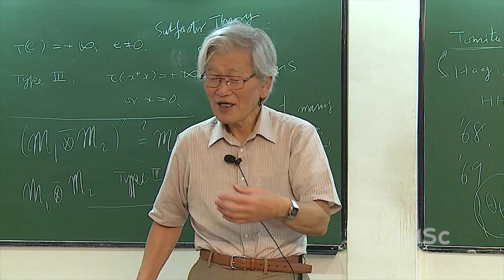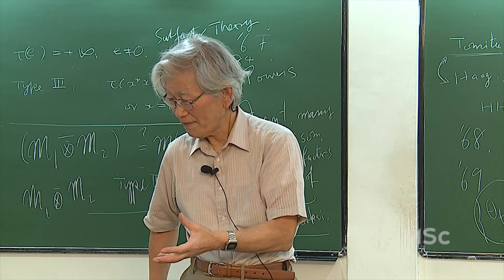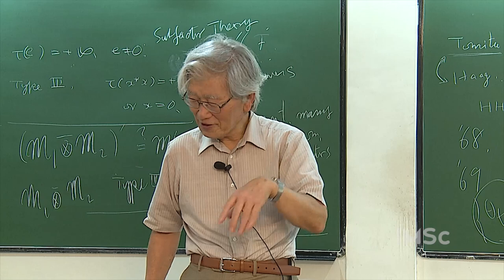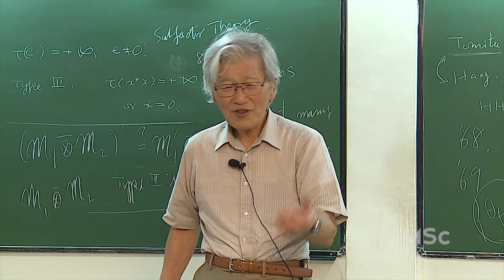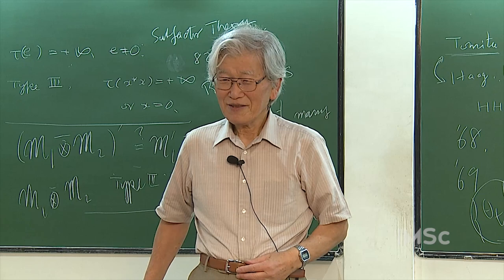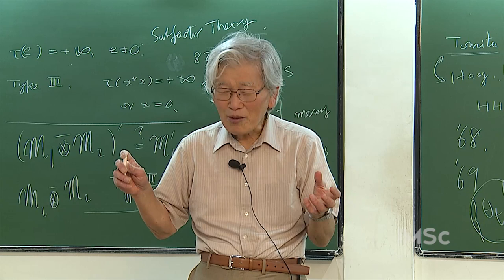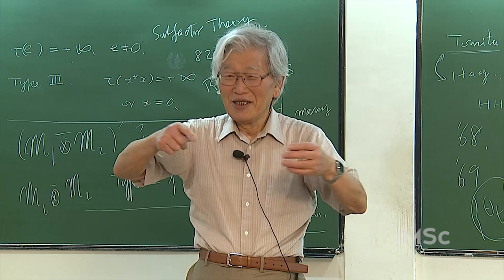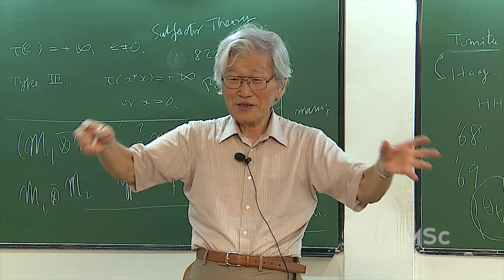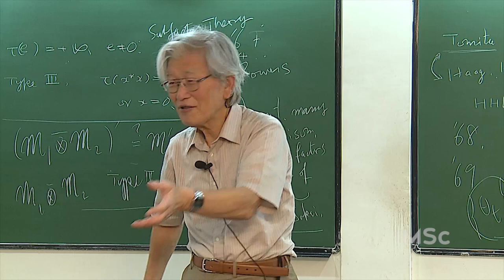I telephoned the deputy director, Calvin Moore, who was my friend too. Carl? My dear fellow, Vaughn Jones proved a new knot invariant through his subfactor theory. Carl was completely wordless. They thought the intersection was empty, but they discovered that the intersection was very big, in knot theory through subfactor theory.